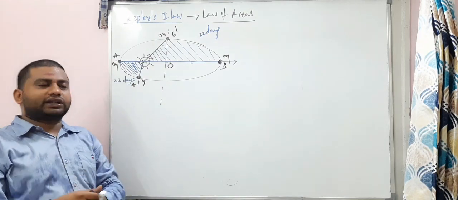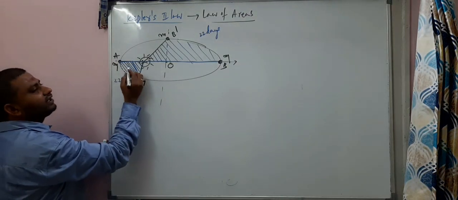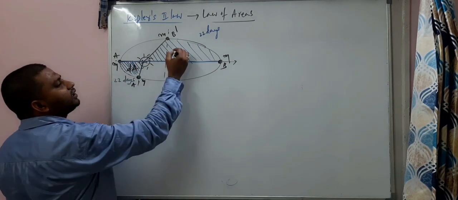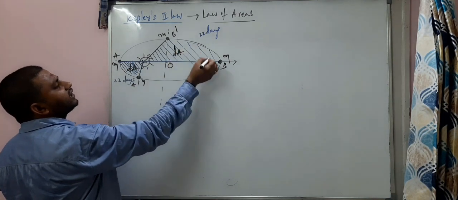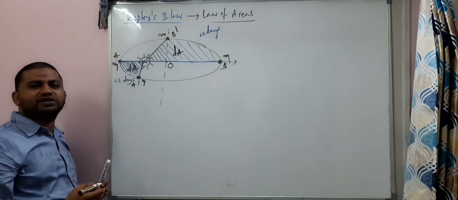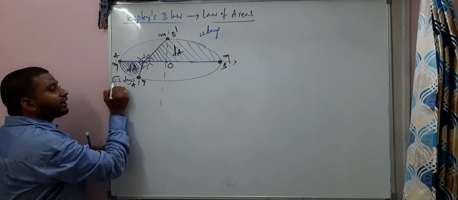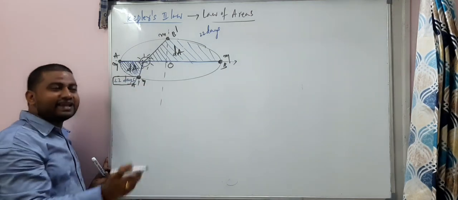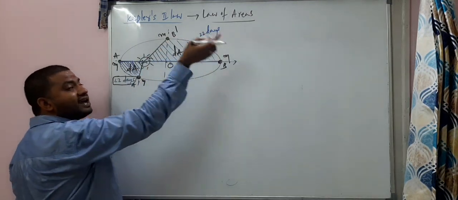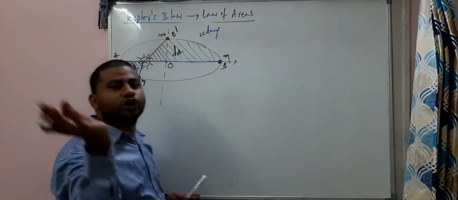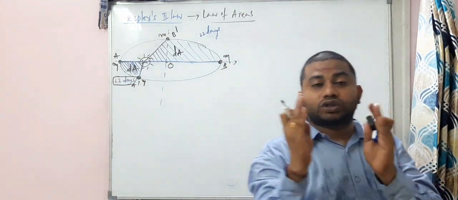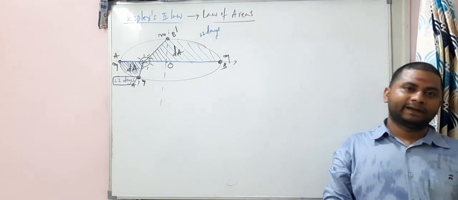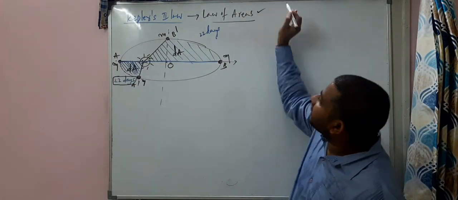then automatically the area covered here, imagine the total area covered here is dA. Both will be the same when the time taken by the planet to move from one place to another is the same in both cases, and the area swept is also automatically the same. So that's Kepler's second law of planetary motion, my dear students, and it's all about the law of areas.